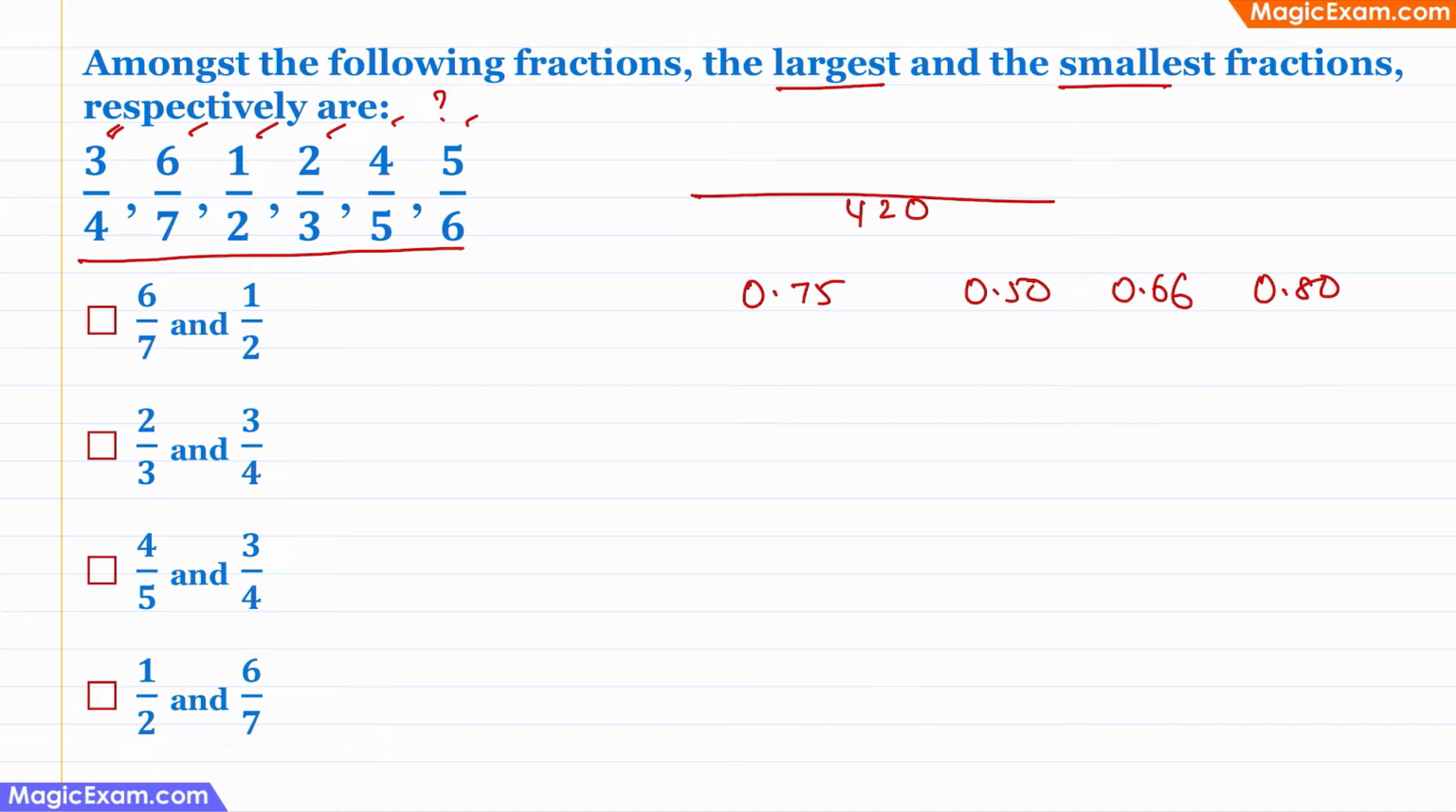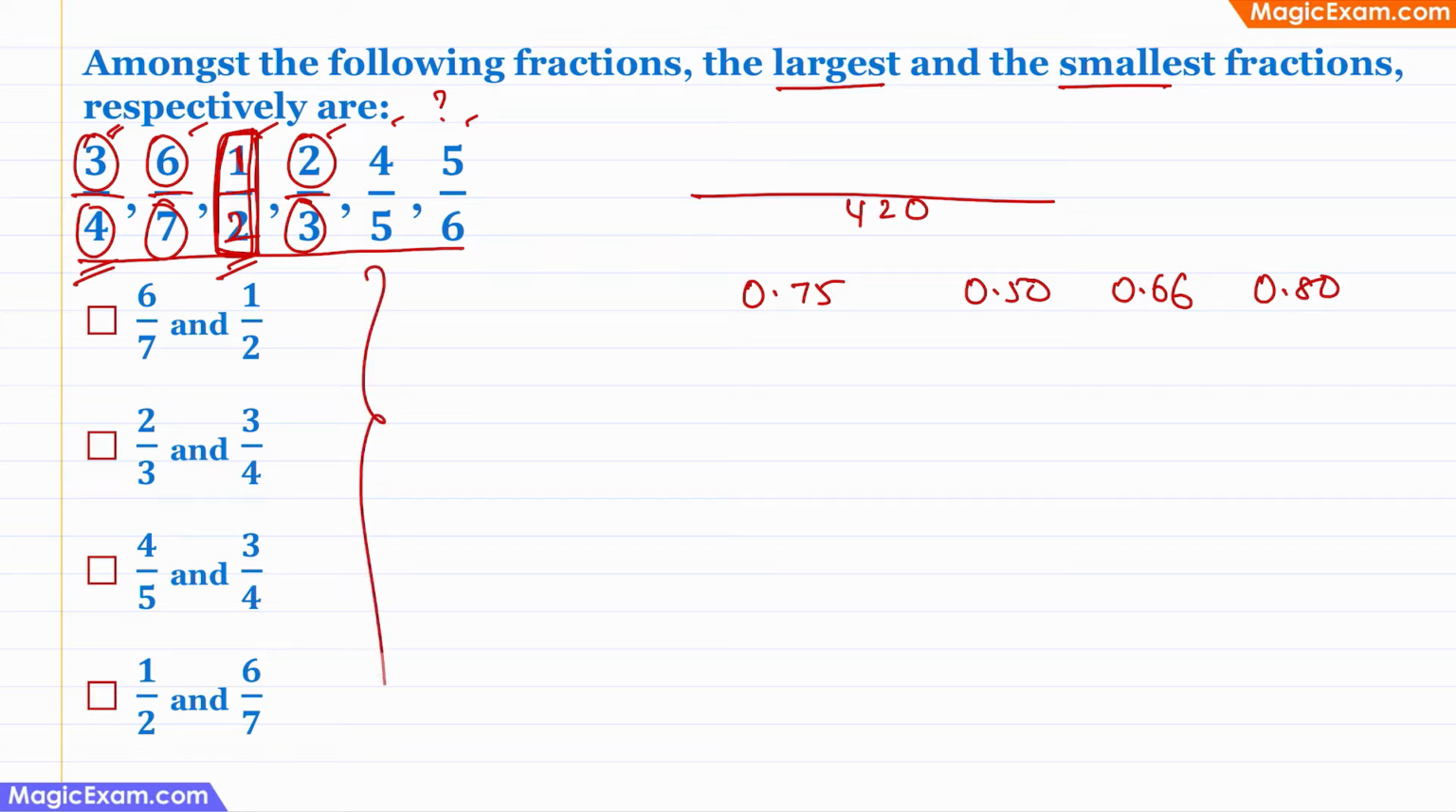Now, if you look at all the fractions, none of the fractions are smaller than 1 by 2, because in 1 by 2, 1 is exactly half of 2, whereas in all the other fractions, 3 is more than 2, which is half of 4, 6 is more than 3.5, which is half of 7, 2 is more than 1.5, which is half of 3. So if you look at all the fractions, all the numerators are more than half of the denominator, whereas only in 1 by 2, the numerator is exactly half of the denominator. So which means that the third option, that is 1 by 2, third fraction, is the smallest fraction.